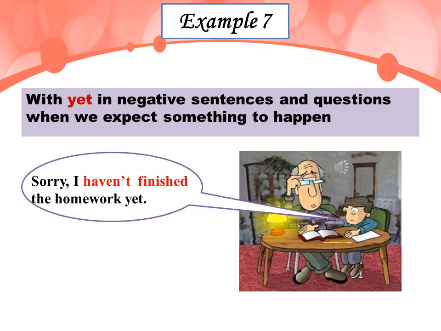Now example number 7 is that we use it with yet, and yet is used as we said before only in negative يعني بجمل اللي فيها النفي and questions when we expect something to happen يعني كنتوقع شي حاجة تحدث. Example sorry I haven't finished the homework yet. يعني توقعنا يسالي العمل المنزلي ديالو ولكن مازال ما سالاش.